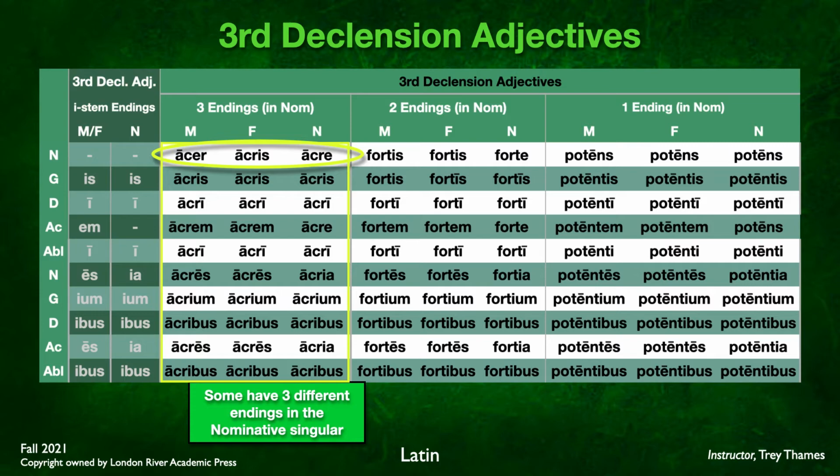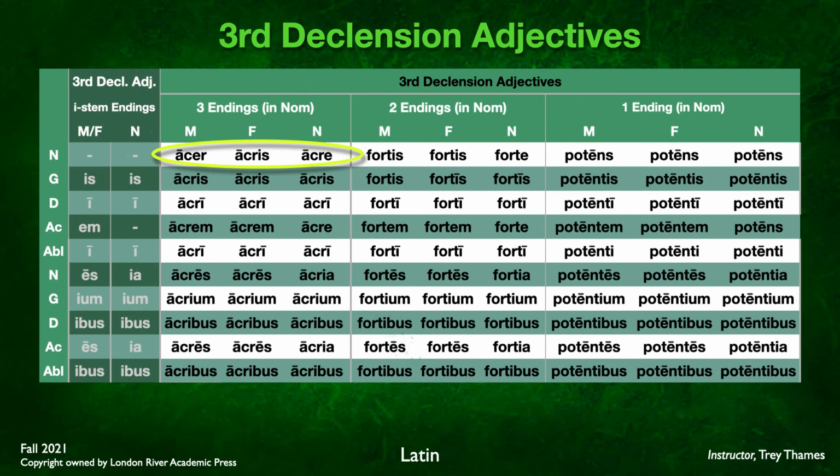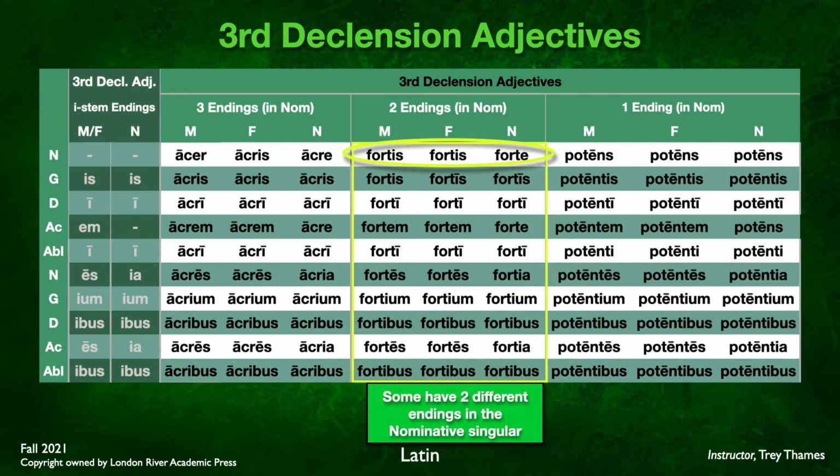Now, in addition to three-ending adjectives, we also have adjectives that have two endings in the nominative singular. Here we have the example, fortis, fortis, forte. You can see that masculine and feminine have the exact same form.